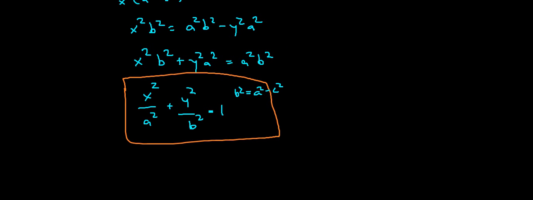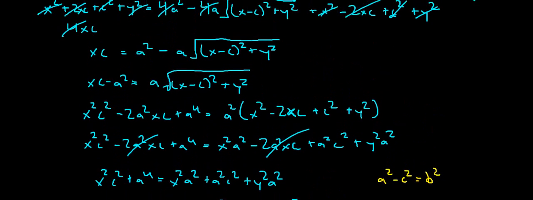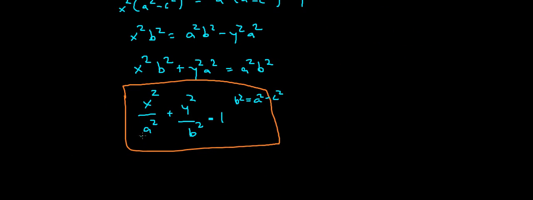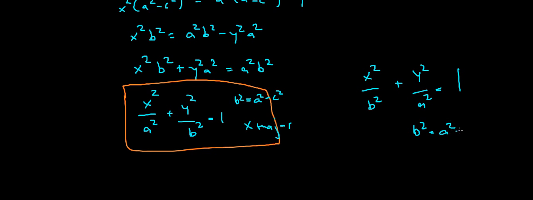And if I were just to switch the location of the c's, it should be pretty obvious what would happen. I would get x squared instead of x minus c, and I would have y minus c, y plus c. Essentially what would happen is that these a's and b's would reverse. So this is for x major, and then for the y major axis it would be x squared over b squared plus y squared over a squared is equal to 1, and then this would still apply: b squared is equal to a squared minus c squared.